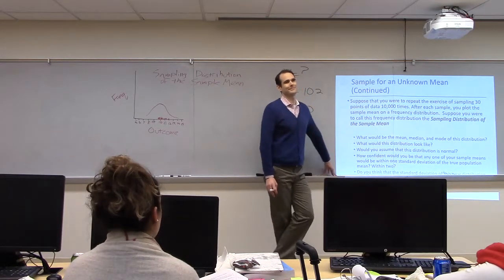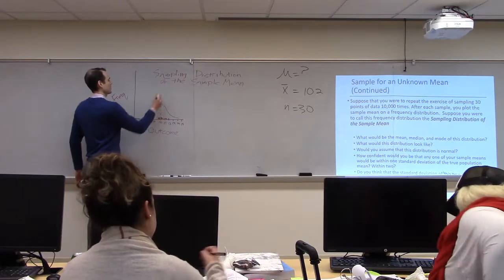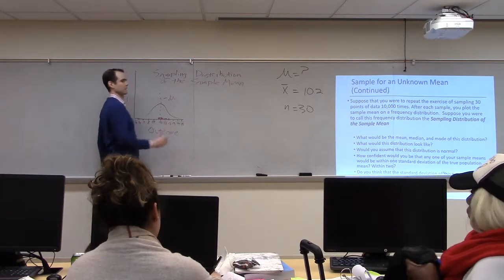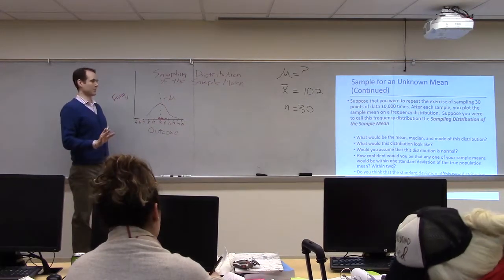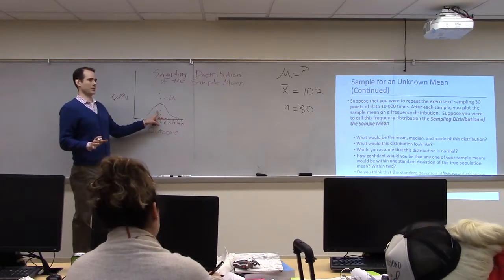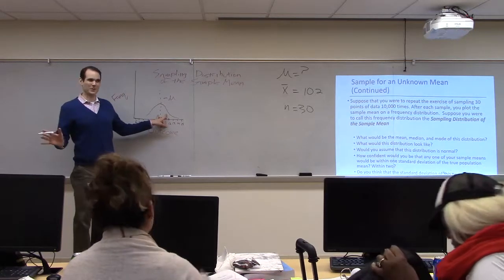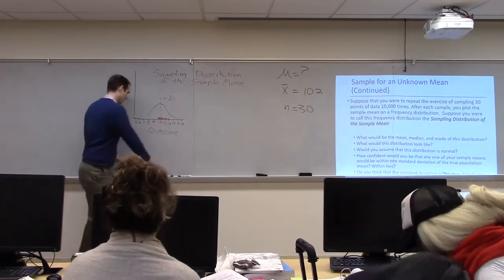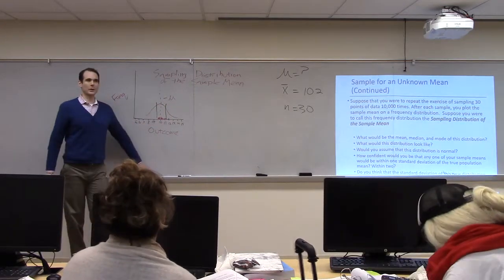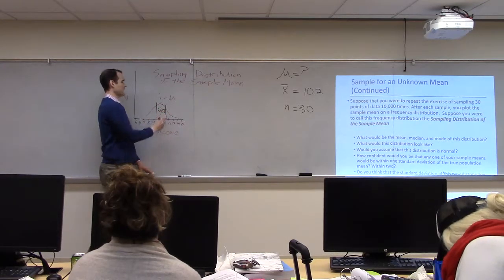68.3, 95. Yeah. So the center of this distribution is in fact the true population mean. That's the most likely outcome, that is the average outcome, and that is the median outcome. This is normally distributed, for the reasons we just talked about. So within one standard deviation of any normally distributed frequency distribution lies 68.3% of the data.